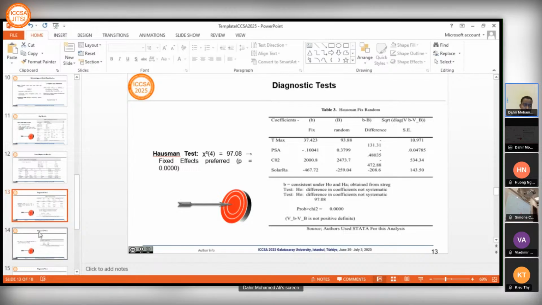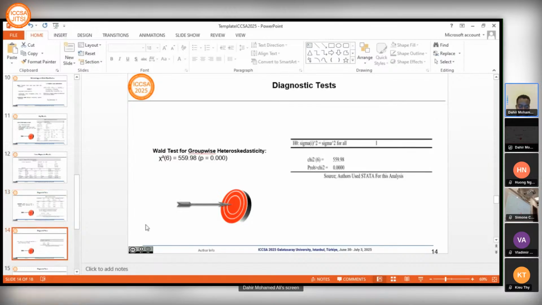Then we test heteroscedasticity across the countries, and our p-value is 0.01, which is less than 5%, and it's significant. It means that the error variation differs between groups, and robust standard errors are used to ensure reliable regression results.